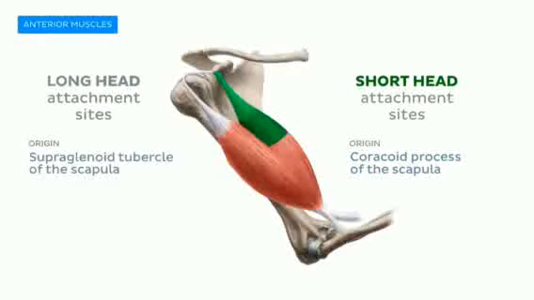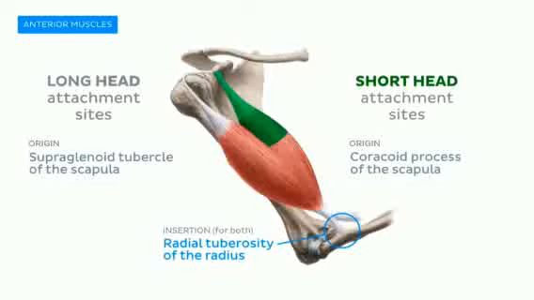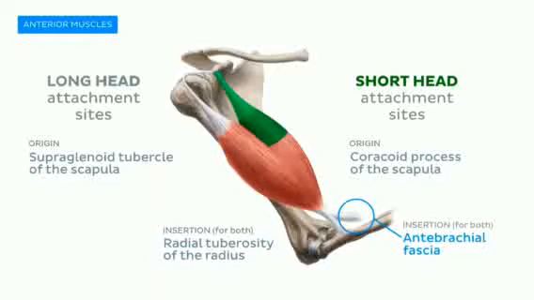As they continue distally, the two heads of the biceps brachii merge into a single belly, which continues to insert right here on the radial tuberosity of the radius. The biceps brachii also attaches to some soft tissue of the forearm, which is known as the antebrachial fascia.